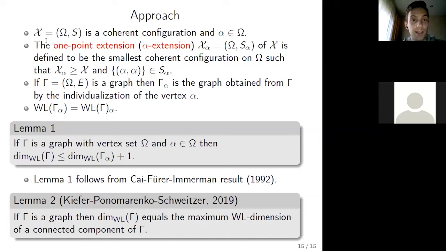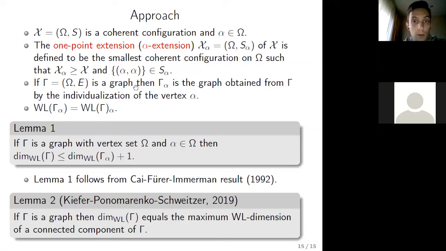Again, let X be a coherent configuration on the set omega, and alpha an element of omega. The one-point extension, or alpha extension, of X is defined to be the smallest coherent configuration on omega such that it is greater than or equal to X, and the relation consisting of only one pair alpha alpha is a basis relation of this coherent configuration. Such a configuration is called the one-point extension of X.